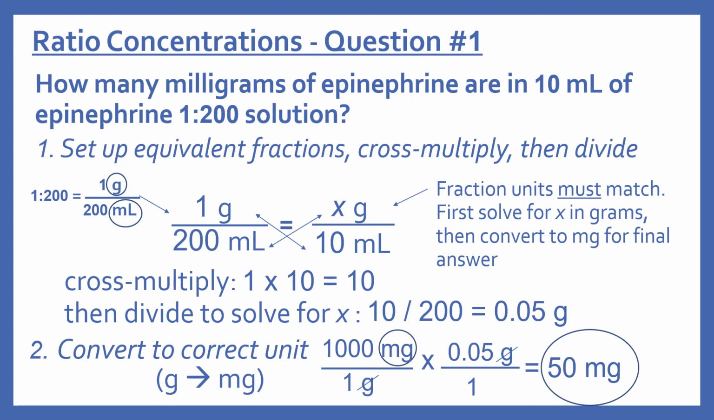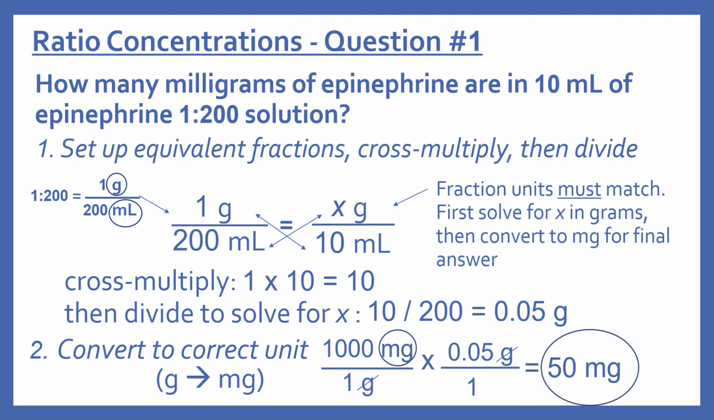Ratio concentrations, question number 1. How many milligrams of epinephrine are in 10 milliliters of epinephrine 1 to 200 solution? So we're going to do these very similar to the other concentration problems. We'll set up equivalent fractions, cross multiply, and then divide. So a ratio concentration of 1 to 200 would be equal to 1 gram per 200 milliliters. So that's our first fraction, 1 gram per 200 milliliters. And this will be set equal to X grams per 10 milliliters.